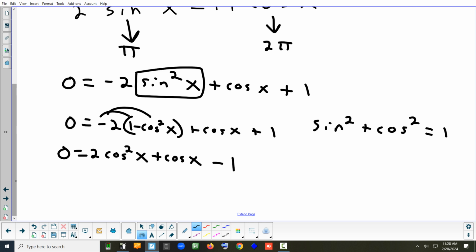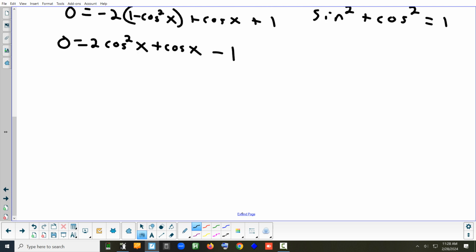Alright, so now we've got 3 terms. The third term is a constant. All the trig functions are the same, and that exponent is double the middle. So that's a quadratic equation. Let's try factoring. If it doesn't work, we're going to have to use the quadratic formula.